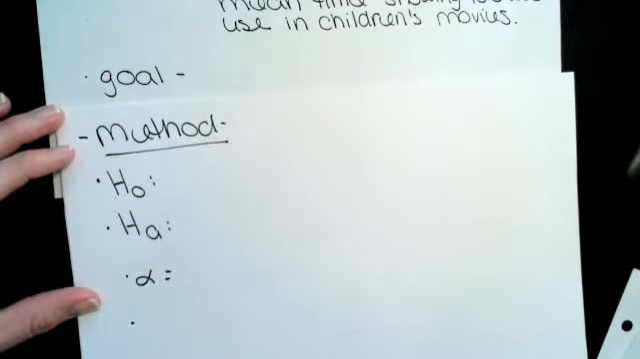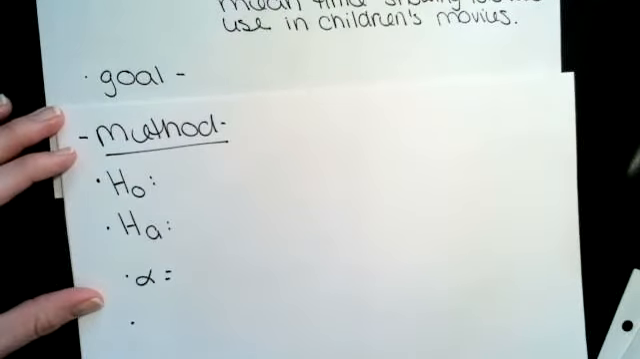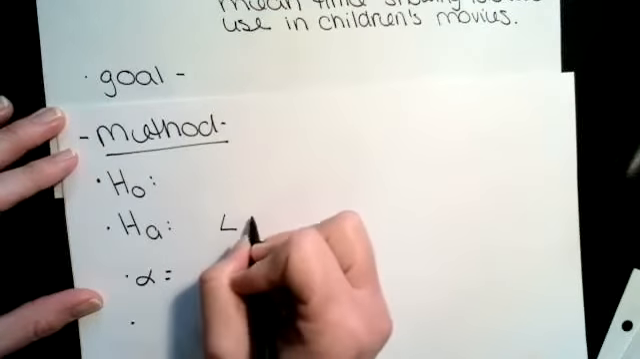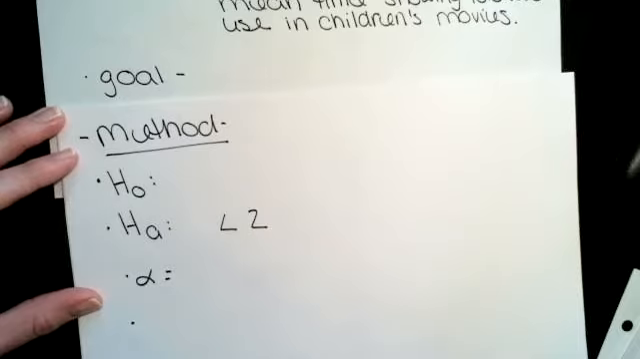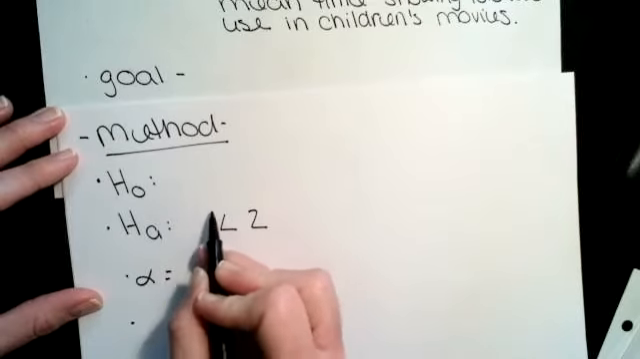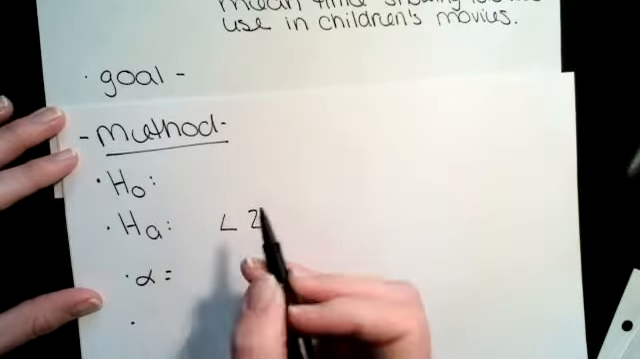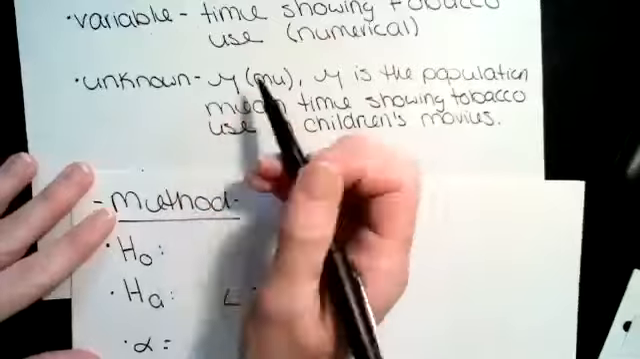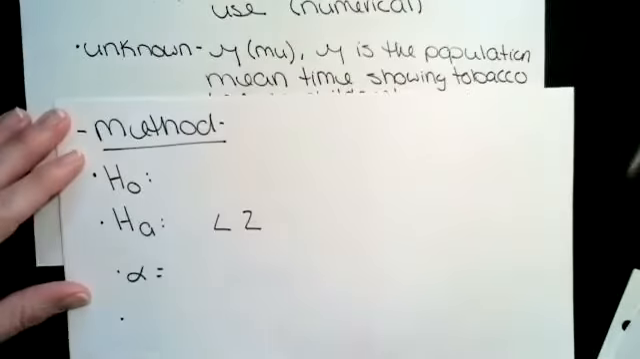So let's see what the problem says. It says that Hollywood executives want to convince moviegoers that the mean time showing tobacco use is less than 2. That's what we're trying to prove. So right here, that's my HA, less than 2. But I need to fill in what is less than 2, right? So it's my, right here, my unknown mu. So mu is less than 2.